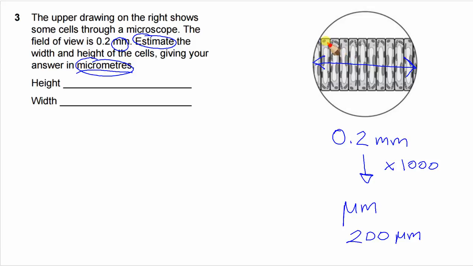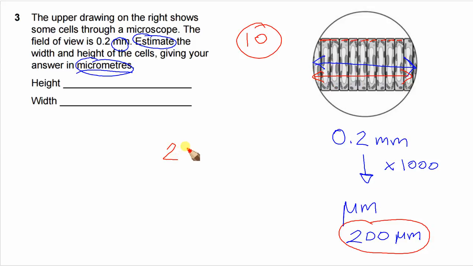Let's start by having a look at the width of the cells. So here we've got 1, 2, 3, 4, 5, 6, 7, 8, 9, 9 3/4, maybe 10. Let's say there's 10 cells lined up within that field of view. So we've got 10 cells within 200 micrometers. So clearly we want to divide that 200 by 10, and that will give us the width, at least an estimation of the width. So 200 divided by 10 is going to give us a width of 20 micrometers. So that's the width done.